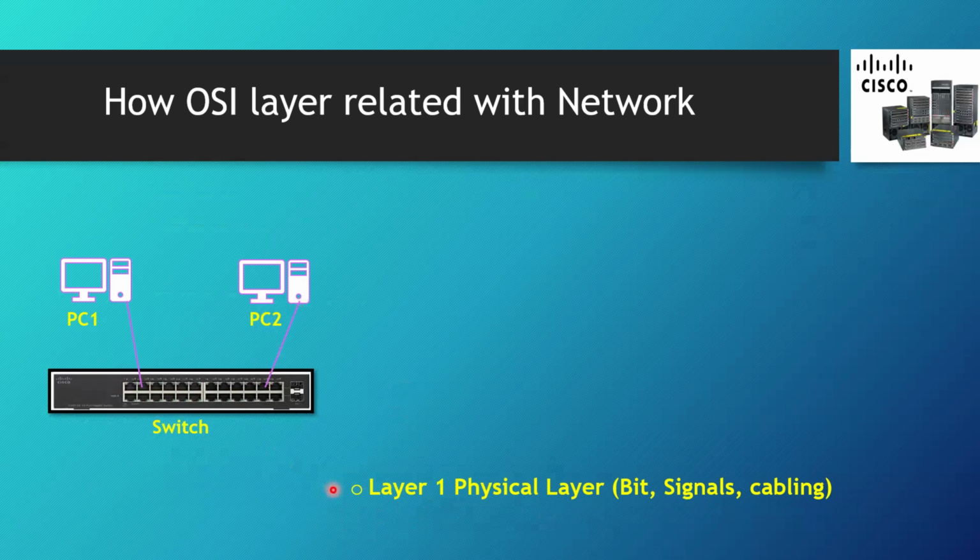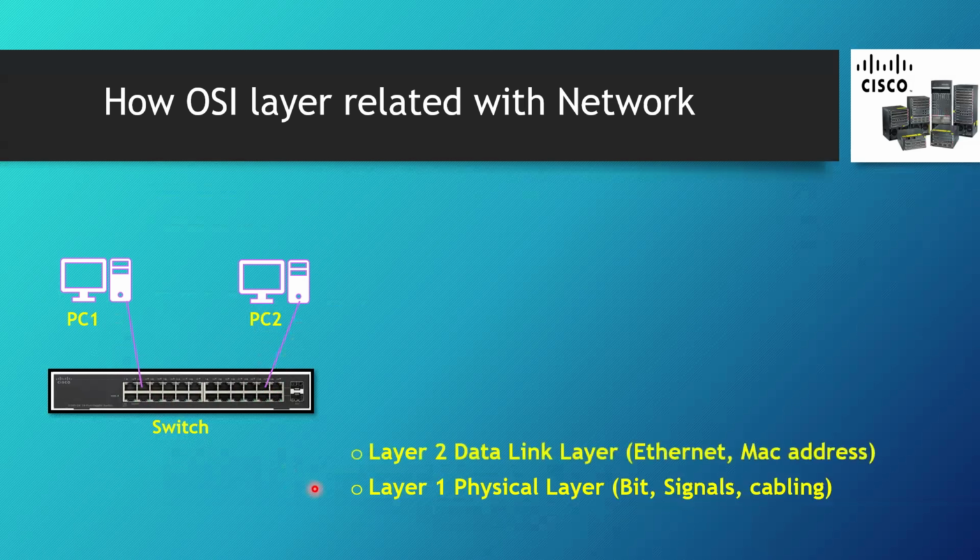Once we have physical connectivity, then we can turn on the power. And once we have power, there will be some signals. Once you have the signals, the PC will start to send bits. Bits means ones and zeros, ones and zeros. In this way, it will start to communicate from one location to another.